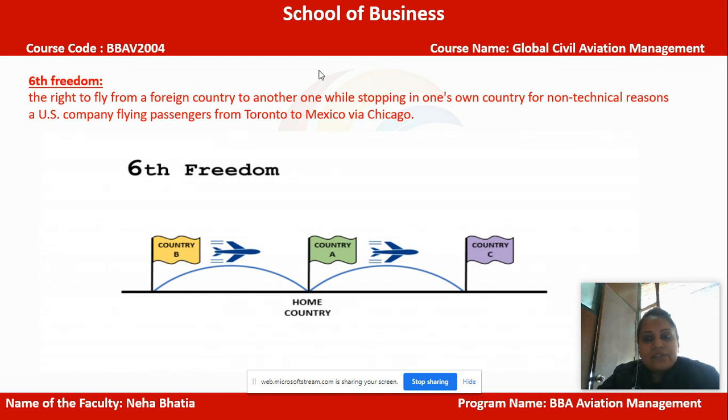Next, the sixth freedom of air. This allows an airline from country A to carry passengers between country B and C via country A. For example, British Airways would be allowed to carry passengers between India and the US via its UK home.